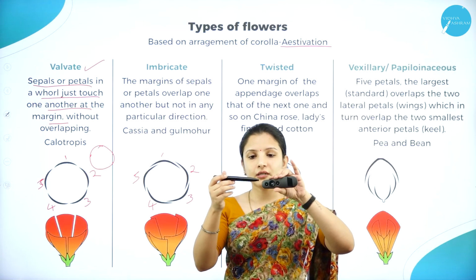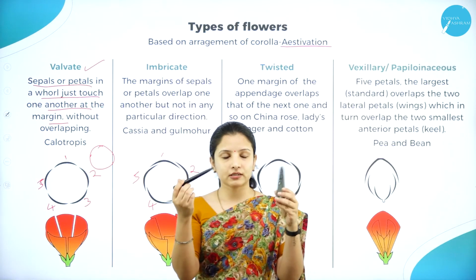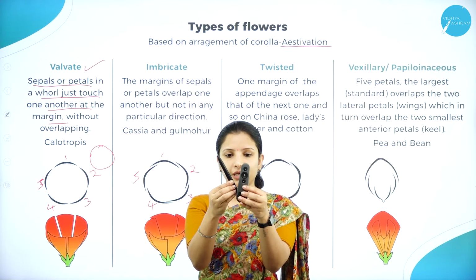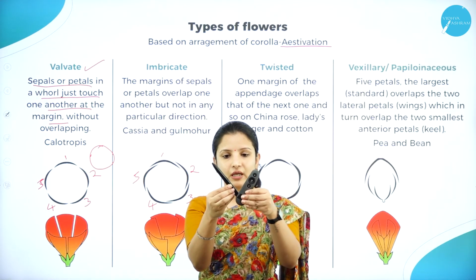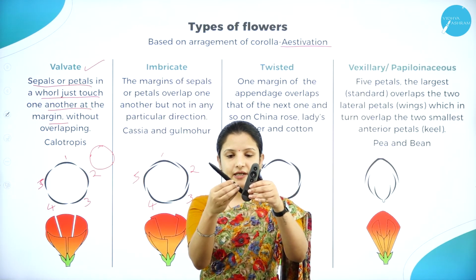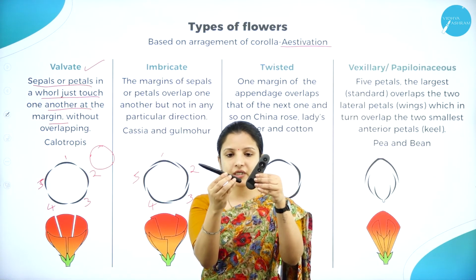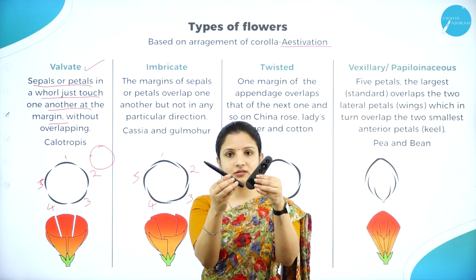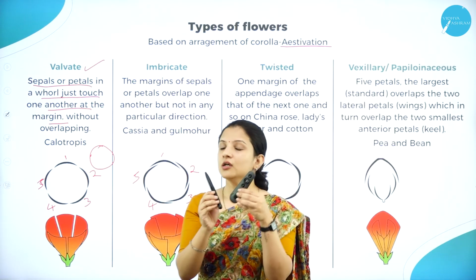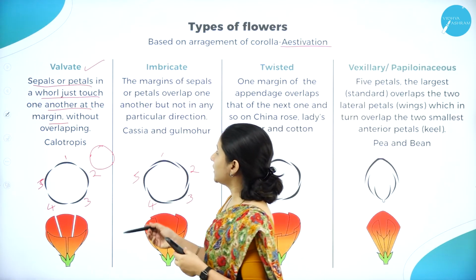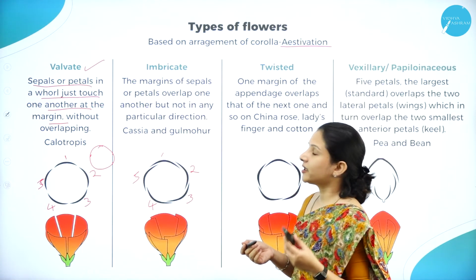It is just like overlapping means, say consider these to be the 2 petals. So if one end of the petal is placed like this, it is overlapping. Can you see? This petal is front and this petal is overlapping on the other. But here what happens? They are just placed like this. They are not overlapping with one another. So that is nothing but valvate estivation. So there is no overlapping. Next comes the imbricate estivation.